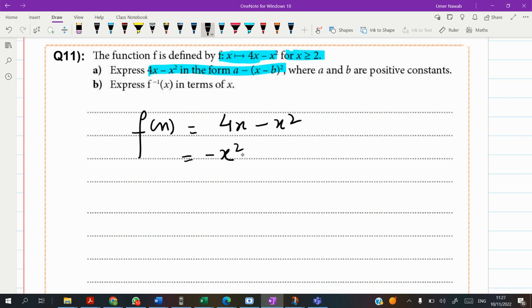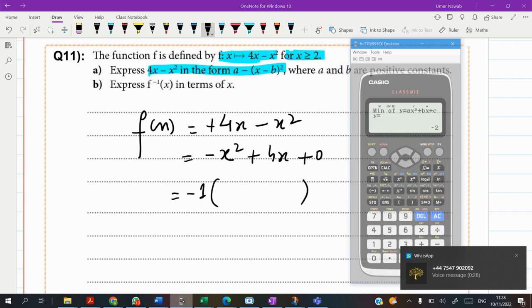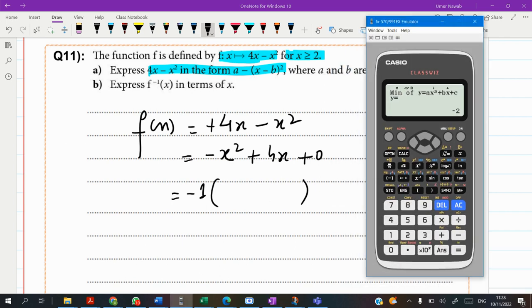First, I will write minus x squared. Don't change their signs, just keep minus x squared first, and then plus 4x afterwards, and plus 0. Can I use the calculator? I think I am allowed to use the calculator. How? I will write -1, enter, 4, enter, 0, enter.